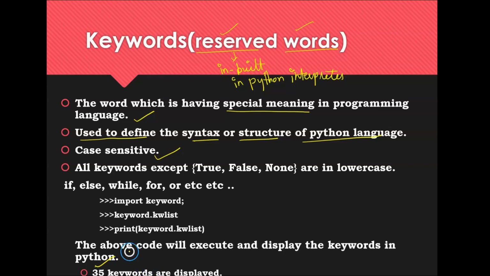We can get these 35 keywords by using this code: import keyword, then keyword.kwlist, then print of keyword.kwlist. By using these 3 statements, you can get the 35 keywords in your Python interpreter. All the keywords except True, False and None are in lowercase. In True, the first letter T is capital, in False, F is capital, and in None, N is capital at the start.